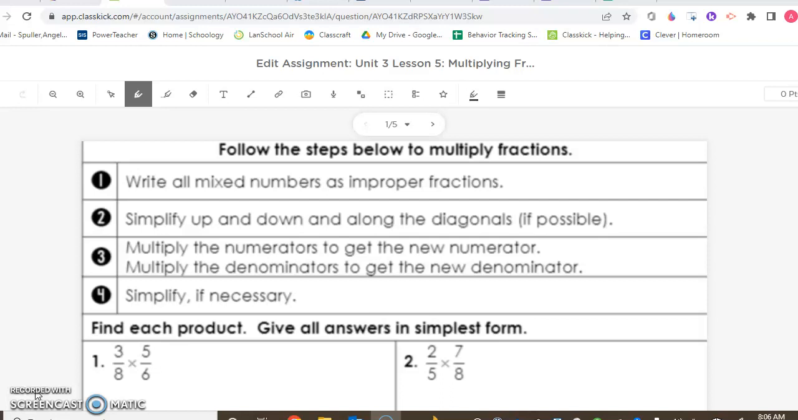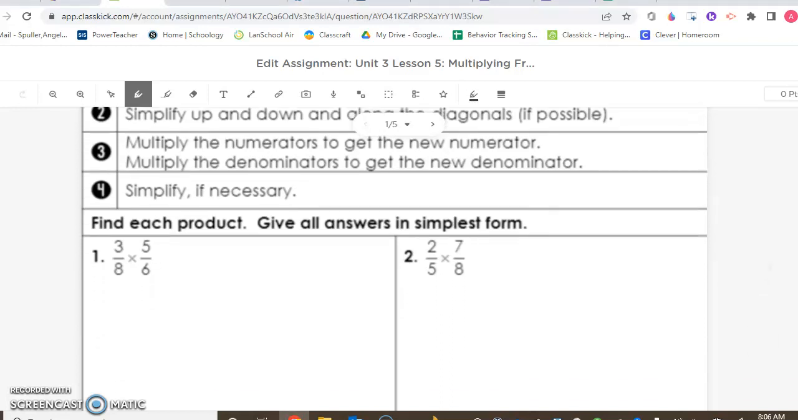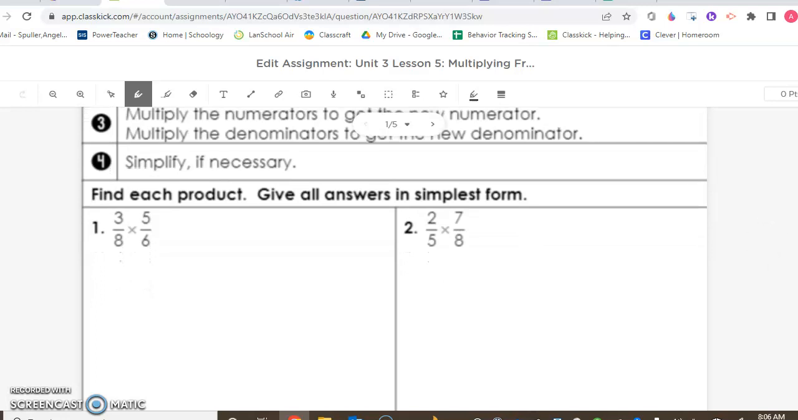So, first, let's look at the steps. Write all mixed numbers as improper fractions. Then simplify up and down along the diagonals if possible. Multiply the numerators to get new numerators, multiply the denominators to get new denominators, and simplify if necessary. That all sounds really confusing, so let me show you the shorthand of it.